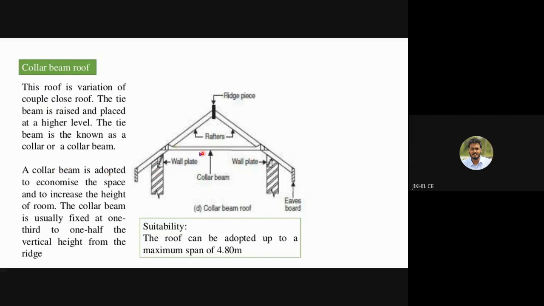And by providing a highly elevated collar beam, the occupants will get more workspace here compared to the previous one. So the collar beam is adopted to economize the space and increase the height of the room. The collar beam is usually fixed at 1/3 to 1/2 of the vertical height from the ridge. They can be adopted up to a maximum span of 4.8 meters.